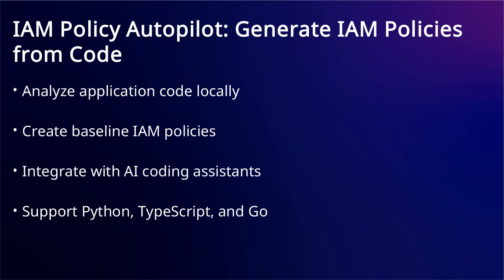Creating and managing IAM policies for AWS applications can be time-consuming and error-prone. IAM Policy Autopilot addresses this by automating the generation of baseline IAM policies from your application code. You can analyze your code locally to create identity-based policies for application roles. This reduces the time spent writing and troubleshooting IAM policies.